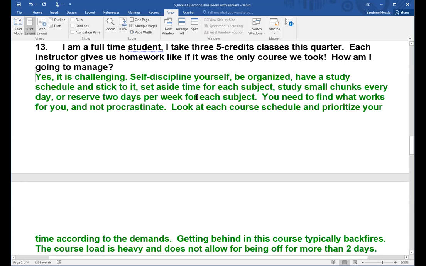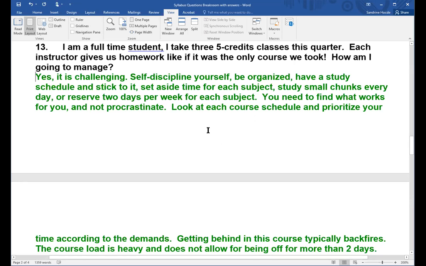I think it's better to study small chunks than doing a full day of chemistry and then a full day of biology, or another full day of math. I think it's easier if you let your brain rest and then choose another subject, maybe for 2 hours. It depends on the type of responsibility and constraints you have. So find what works for you and do not procrastinate.